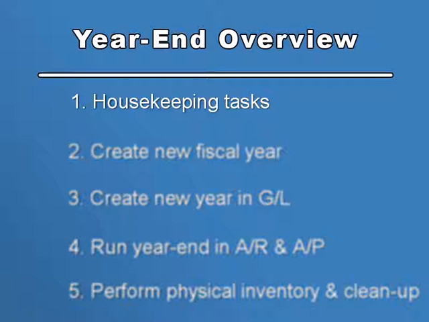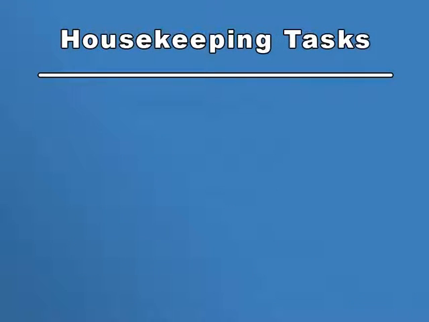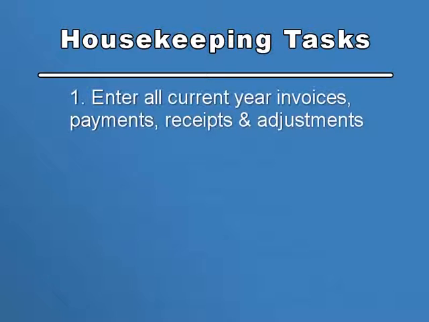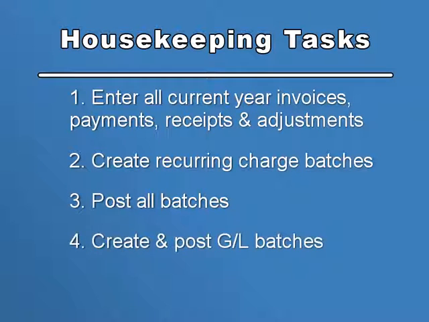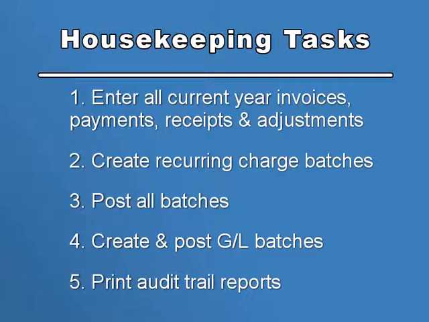Let's take a closer look at the year-end housekeeping tasks. In AR and AP, make sure that you've entered all invoices, payments, receipts, and adjustments, and if you're using the recurring charge feature, create your recurring charge batches. Then make sure all batches are posted in AR and AP, and also to the GL, and finally, print your audit trail. Before we move to the next step, make sure that you've backed up your data.